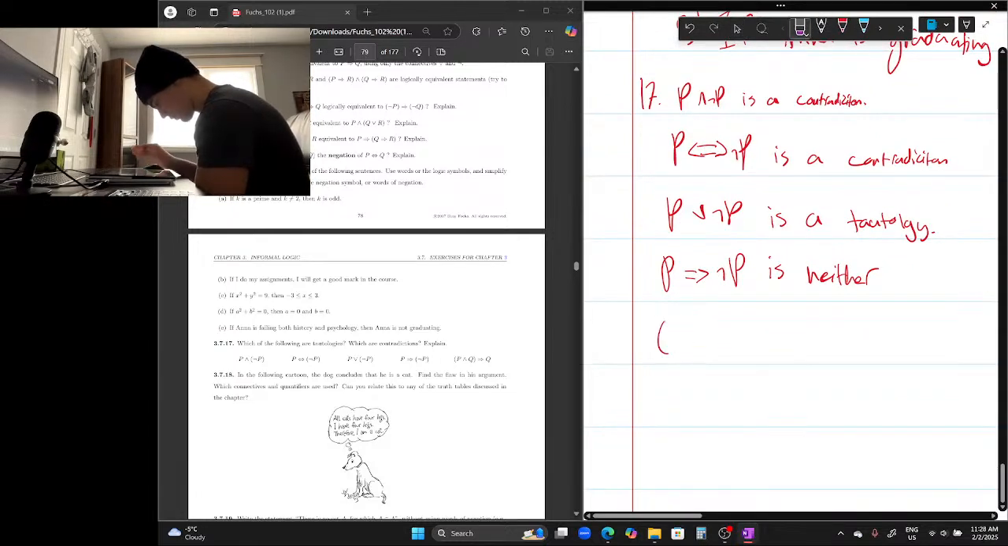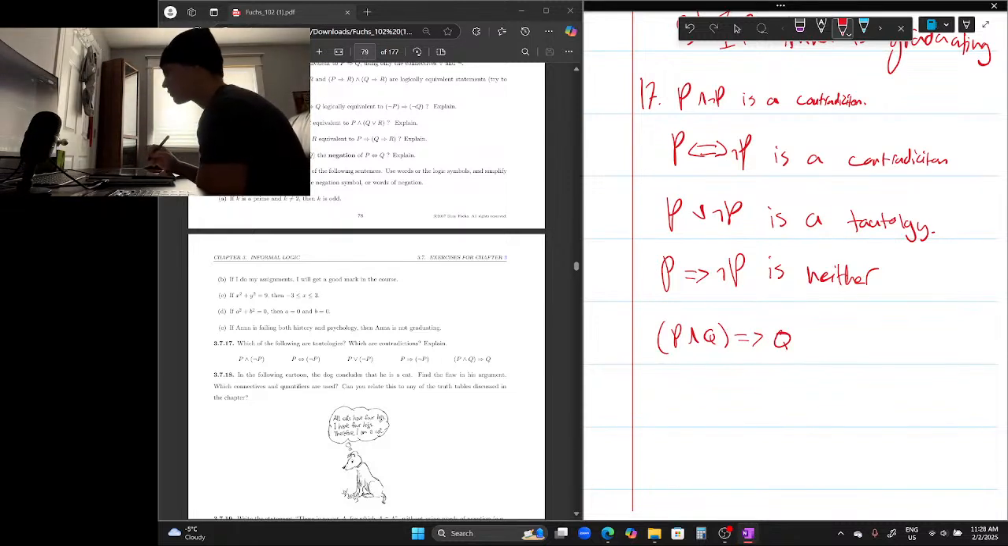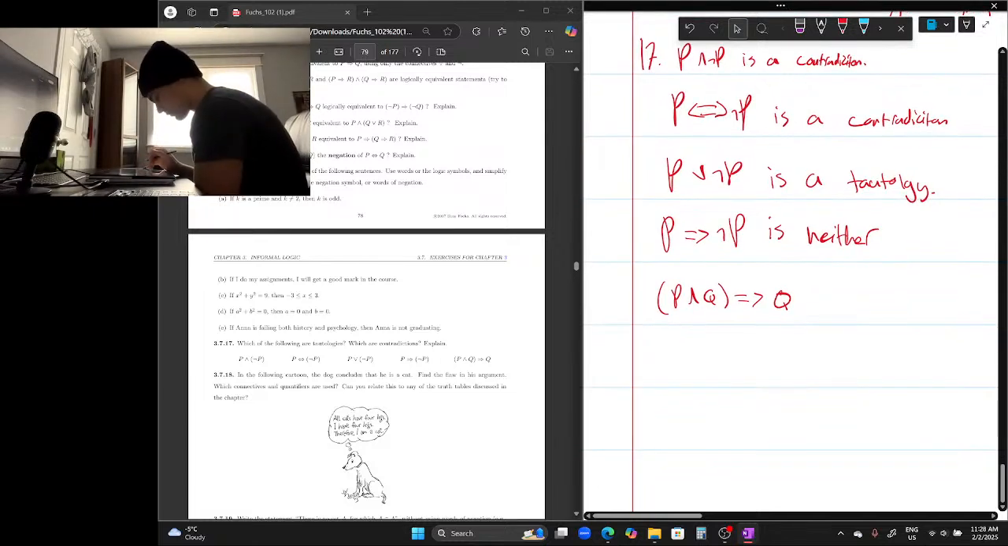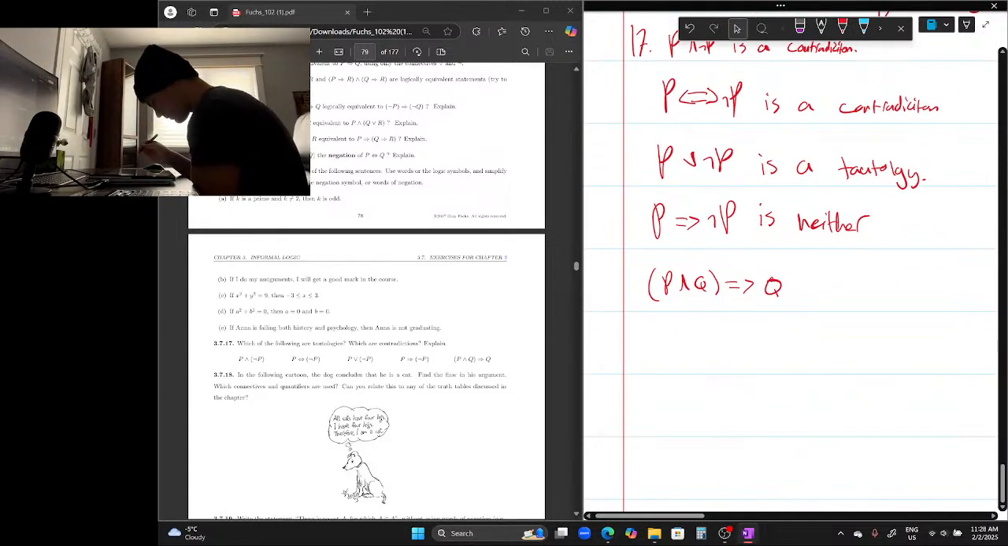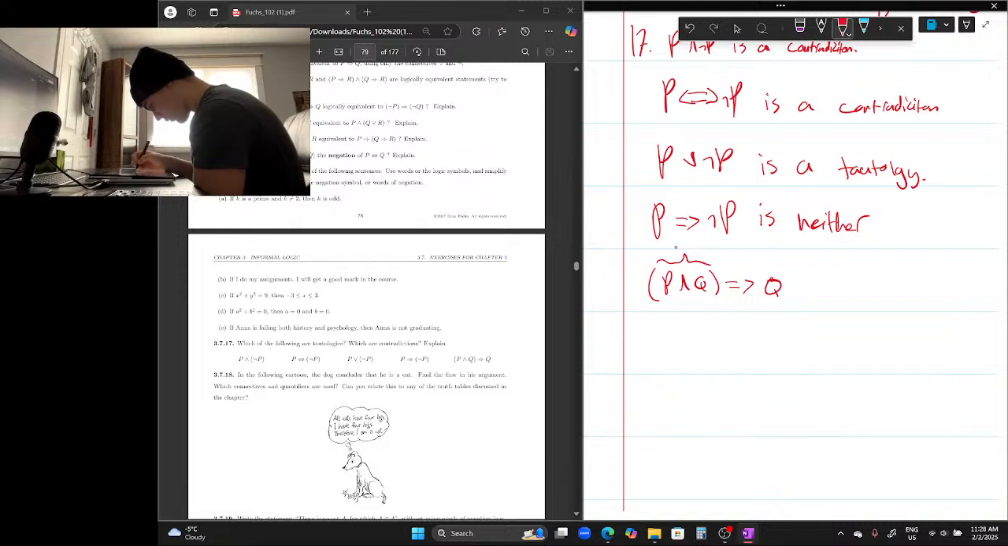P and Q implies Q. Okay, so again, this is false, so let's just disregard the value of P because at the end of the day, it kind of doesn't matter. So if we just say false, then this thing here is false. So this whole statement is true, if that's the case.